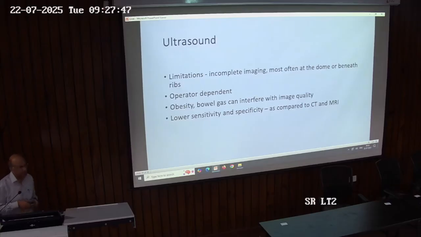Not a very good imaging modality for obese persons, because the sound waves do not penetrate deep enough for adequate imaging. So not good for obese patients. They are also not good when the bowel is full of gas. The ultrasound waves get reflected back, as a result of which the imaging is suboptimal.